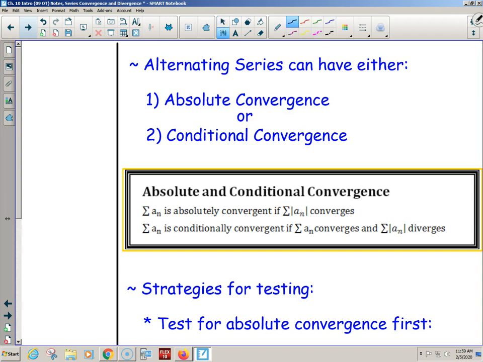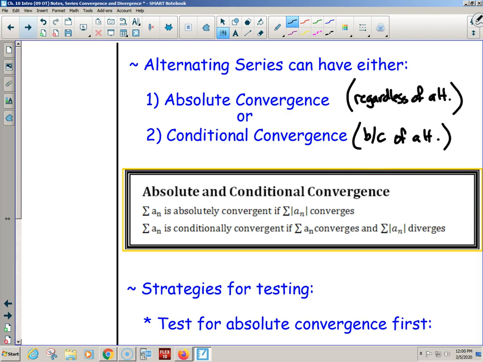Ultimately, the concept behind both of these is that absolute says, regardless of the alternator, whatever it was, the negative 1 to the power of the sine of pi over 2 plus pi n, or the cosine of pi n. Cosine of pi n is more familiar, more common. Conditional convergence: it's convergent because of the alternator.